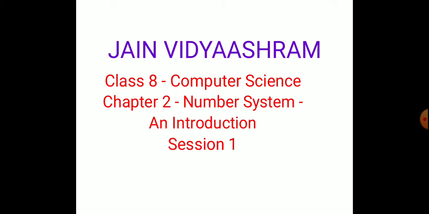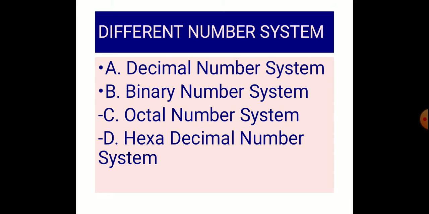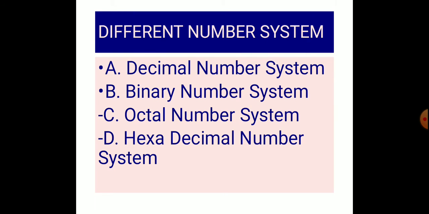In this lesson, we will learn about all the number systems and its conversion also. So first, we will enter into this topic. We will learn number system. Number systems are the technique to represent numbers in the computer system. The different number systems are decimal number system, binary number system, octal number system and hexadecimal number system.